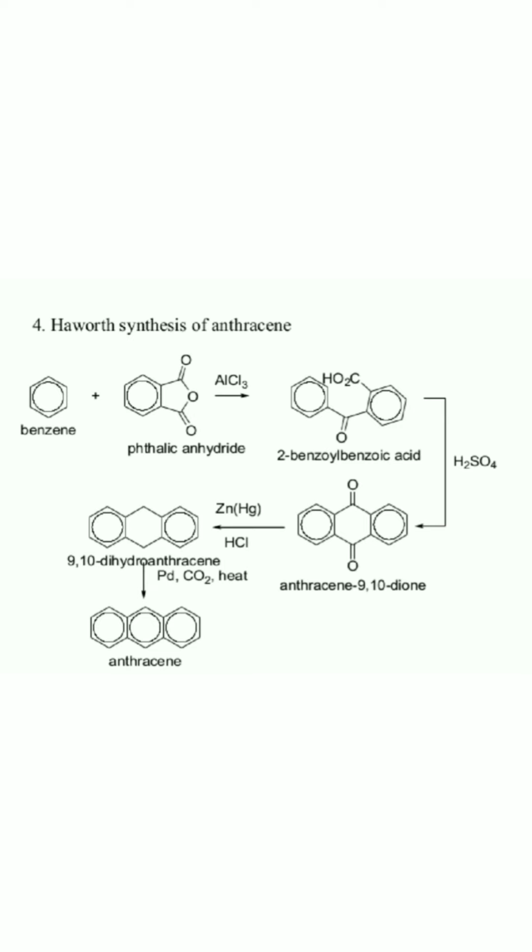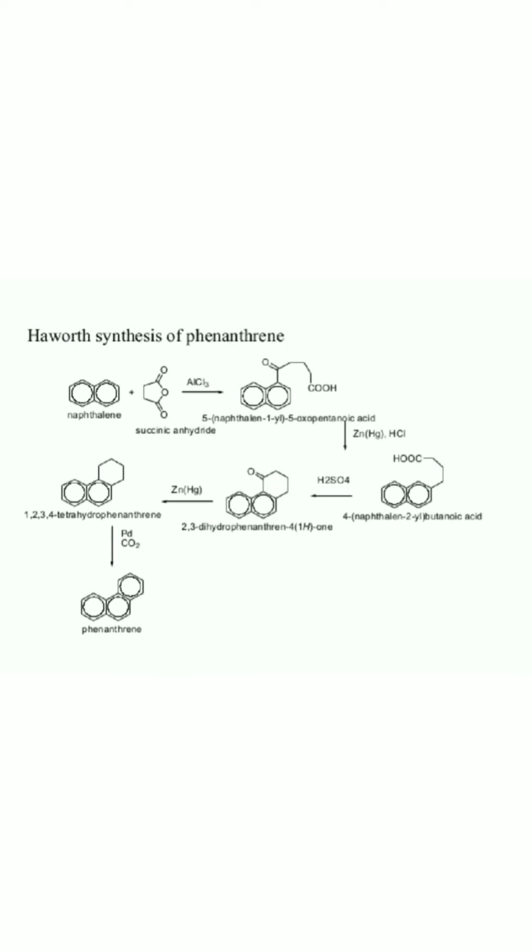It is the Haworth, the most important one, and the Haworth synthesis of phenanthrene is the only part we will focus on, that is, naphthalene when reacted with succinic anhydride, and the corresponding oxopentanoic acid is formed, and the corresponding reaction with sulfuric acid and zinc will again produce phenanthrene. The procedure is almost very similar to that of anthracene.